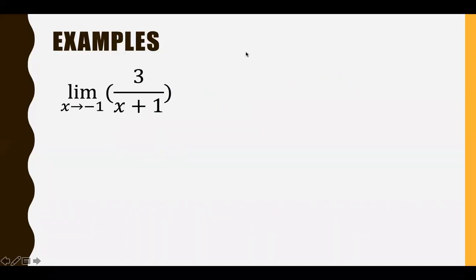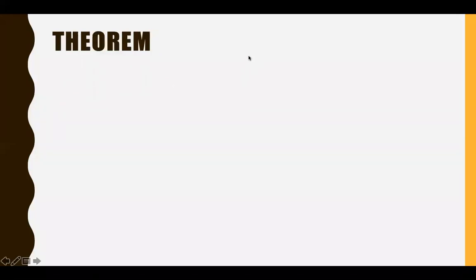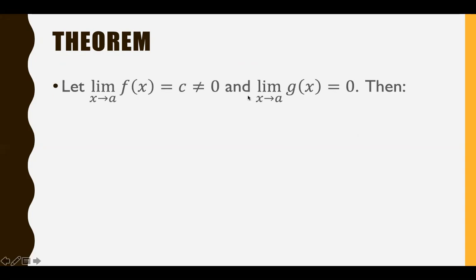Now this time, there is still another theorem under infinite limits that we need to familiarize ourselves with, especially if we'll be dealing with problems like this. Let me go ahead and show you the theorem. So let the limit of f of x as x approaches a be equal to c. So assuming that the answer for the limit of f of x is c, a constant that is not equal to 0, so any other number, as long as it's not equal to 0. And the limit of g of x as x approaches a is equal to 0.